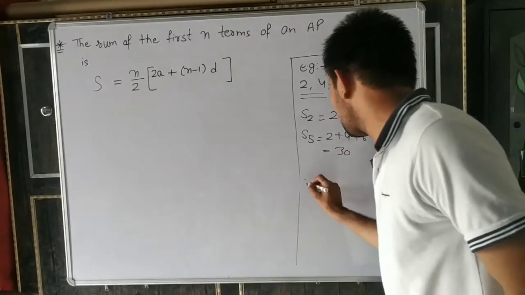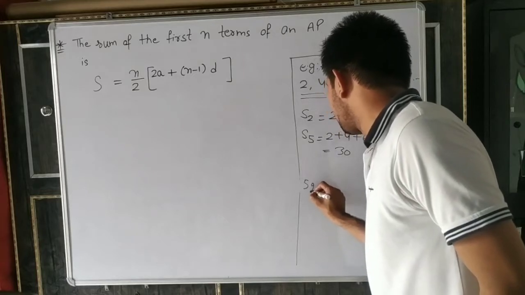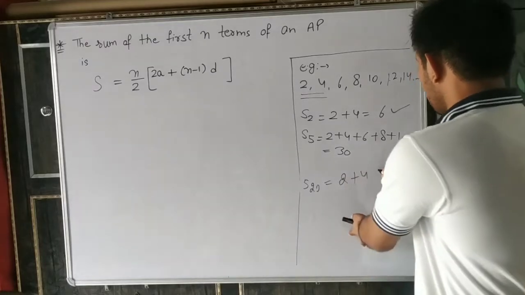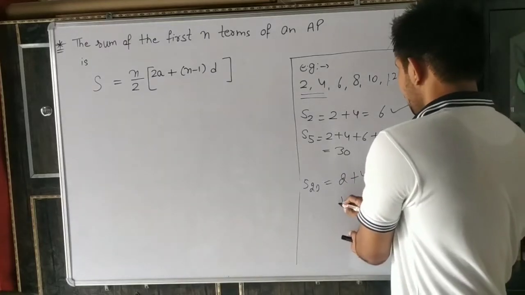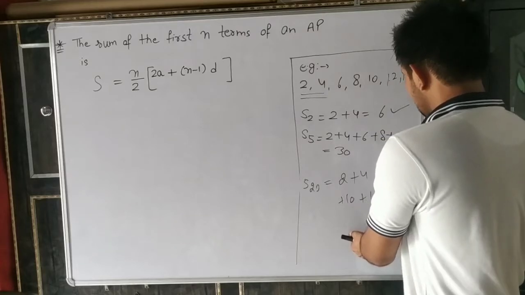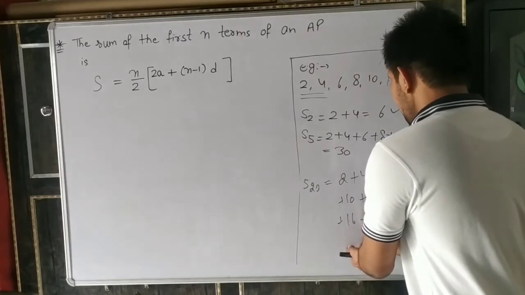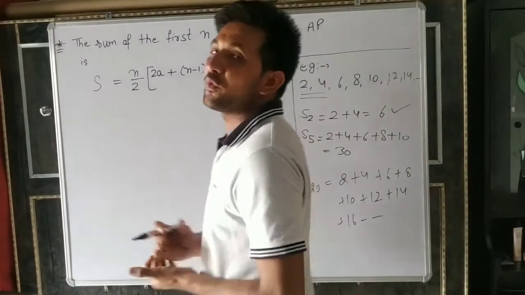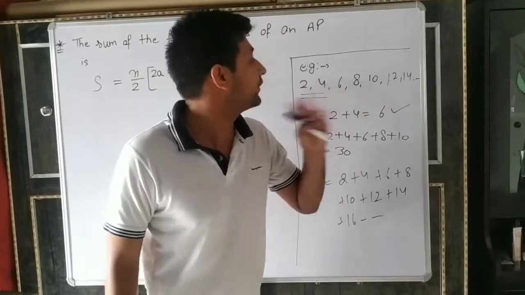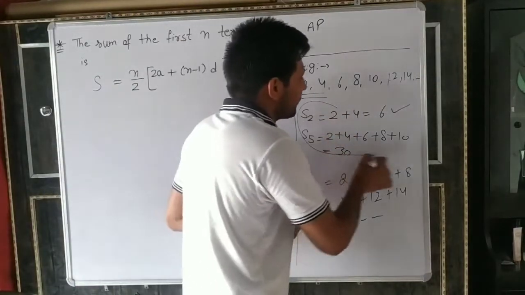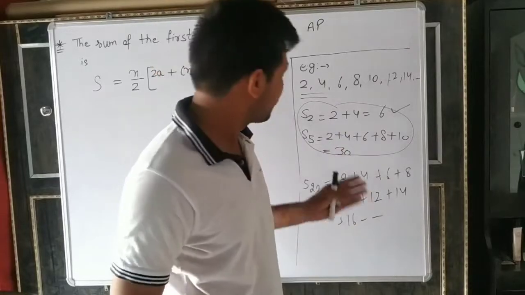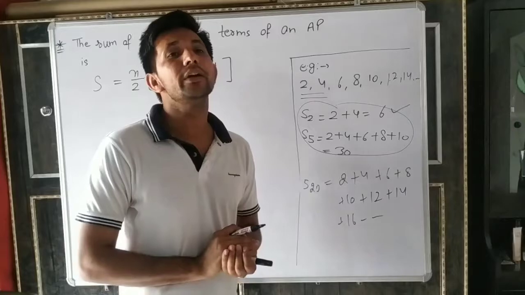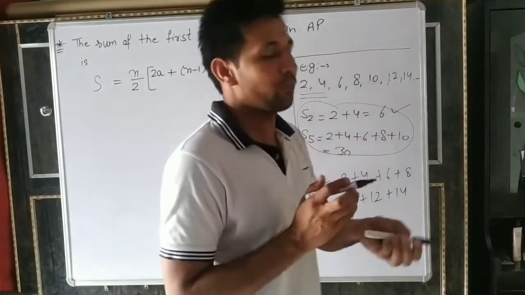Suppose the examiner asks you the sum of 20 terms: 2 plus 4 plus 6 plus 8 plus 10 plus 12 plus 14 plus 16, it becomes very lengthy. Maybe the examiner asks you to find the sum of the first 30 terms. If a small number is given, then we can add easily. But if the terms are more, then what will we do? It is very difficult. So for it, we have one formula.